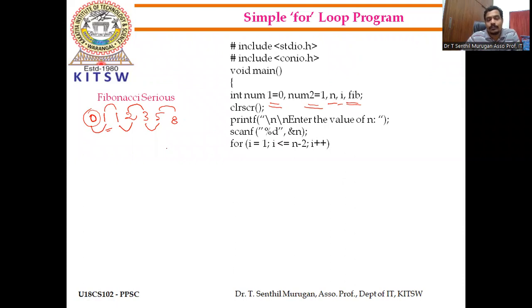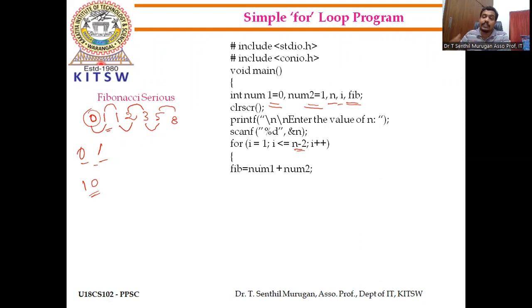So what happens? The i value starts from 1, i less than or equal to n minus 2. Why n minus 2? Because we already know two values, 0 and 1 are compulsory. So up to that number. If we need 10 numbers, you have to find 8 numbers in the loop, because the first two numbers we know. That's why we are using n minus 2 here.